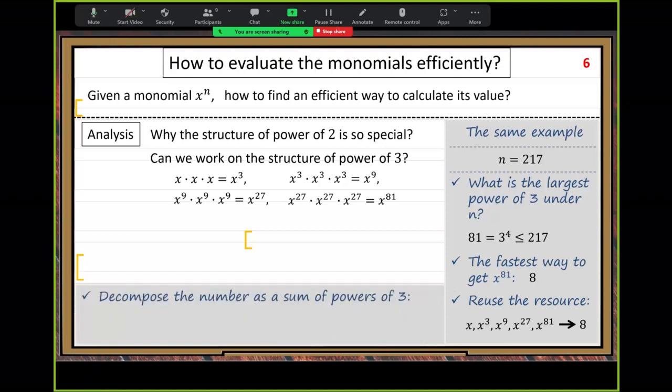So the last round, decompose the number as a sum of powers of 3. But we can use the coefficient 2, because this term is repeated twice. Coefficient 2 is allowed because 2 is less than 3. If the coefficient is less than the base number 3, we can use it.